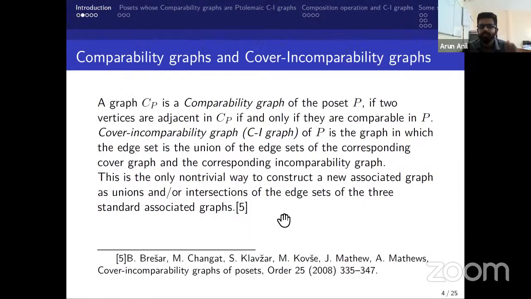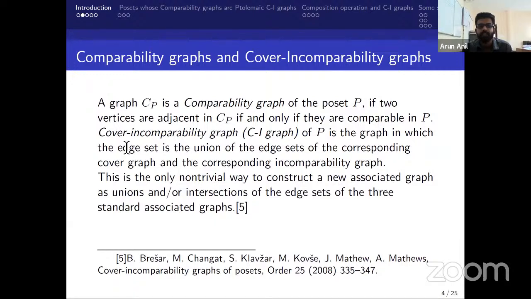Coming to the definition of comparability graph and covering comparability graph, a graph CP is a comparability graph of a poset P if two vertices are adjacent in CP if and only if they are comparable in P. Similarly, for the cover graph of the poset P, two vertices U and V are adjacent if and only if either U covers V or V covers U. The complement of the comparability graph of a poset P is called the incomparability graph.